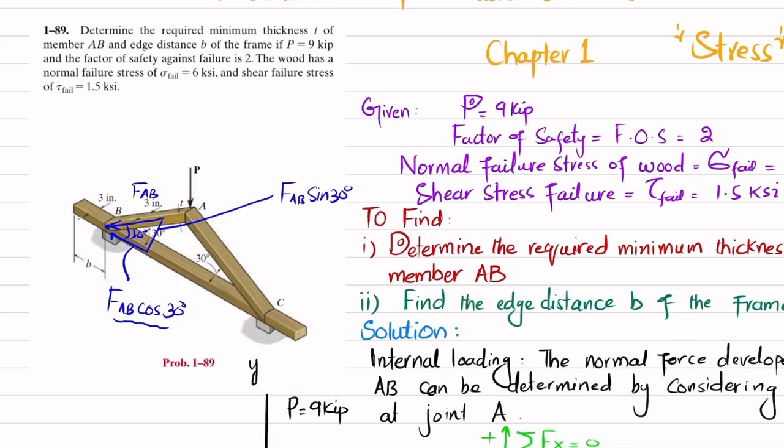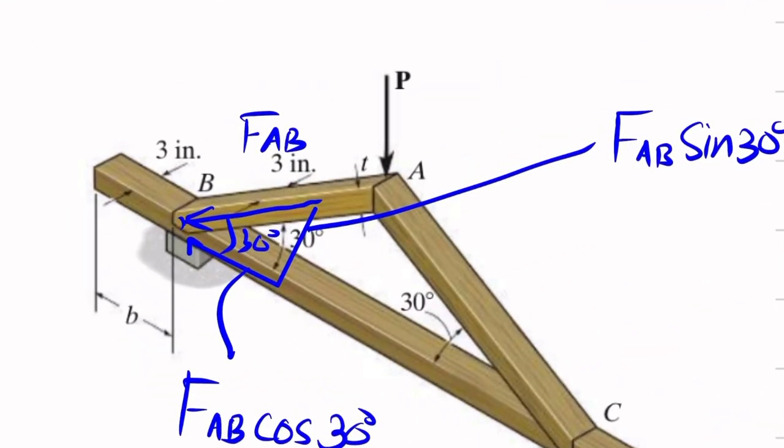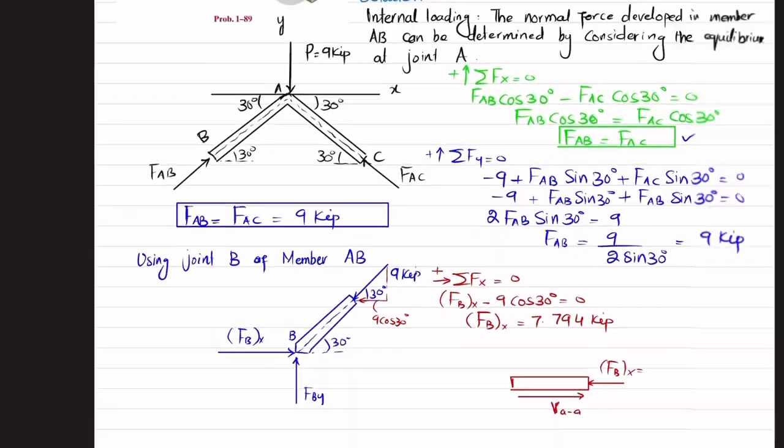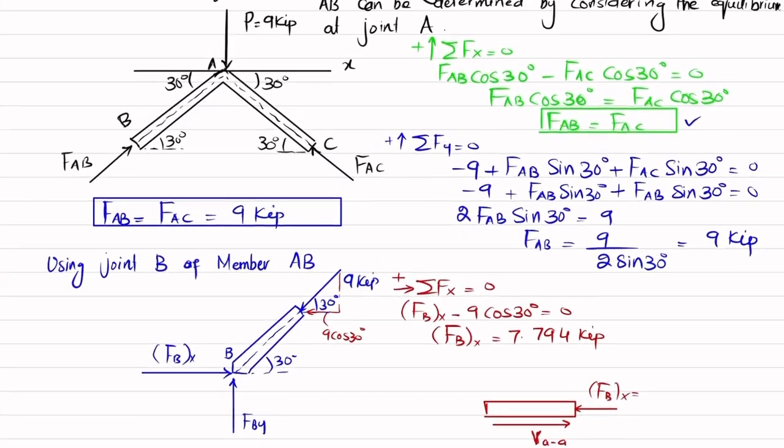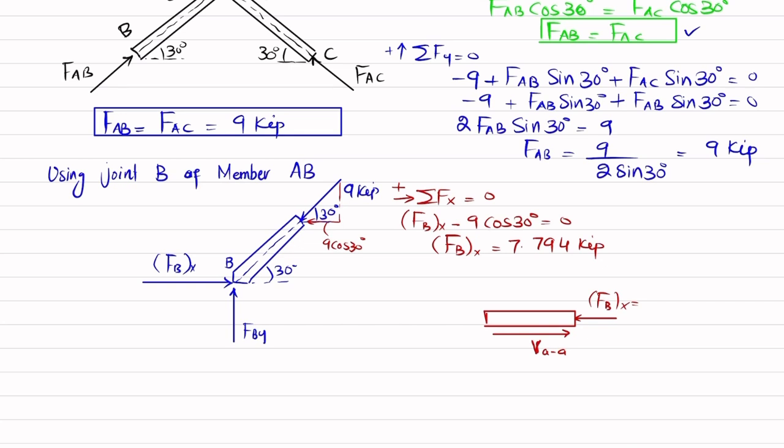What is A dash A? So let me show you that. If you take this line, this is the plane AA where you cut it, and we have drawn the free body diagram over here. Okay, so FBX is 7.794 kips. So by using equation of equilibrium, sum of all forces along x direction must be equal to 0, and force in this direction is positive.